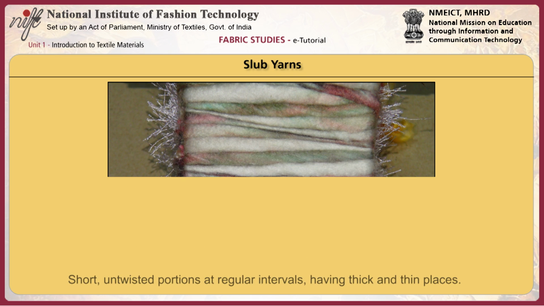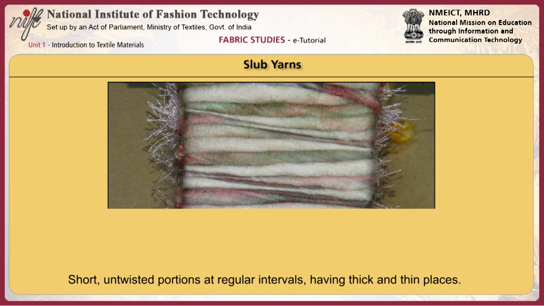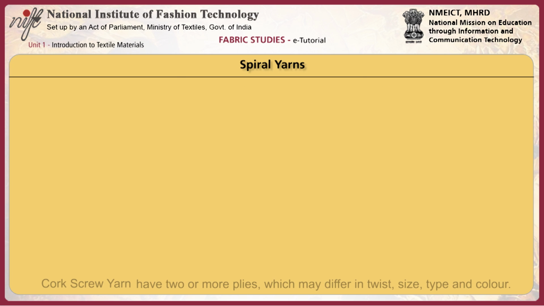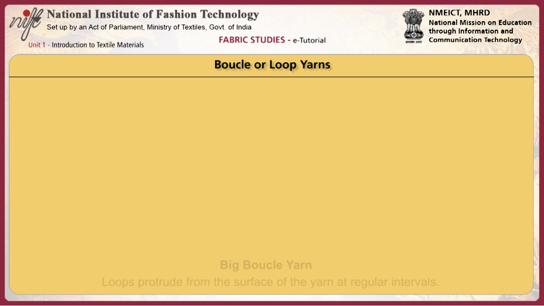Slub yarns have short and twisted portions at regular intervals, having thick and thin places. They are found in drapery and upholstery fabrics. Spiral or corkscrew yarn has two or more plies which may differ in twist, size, type and color.